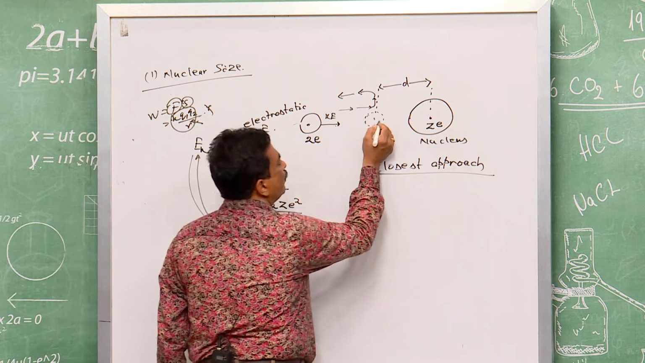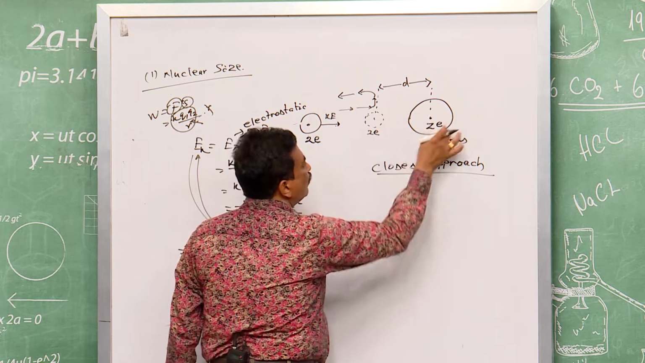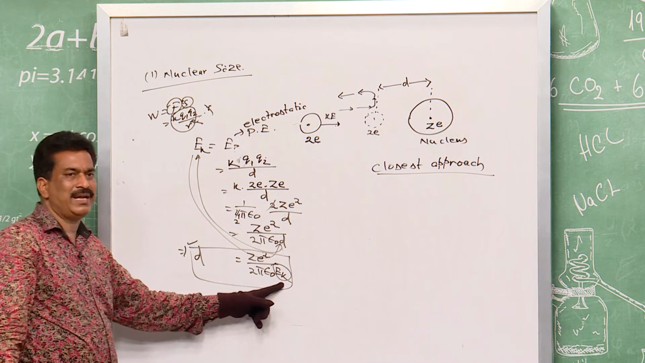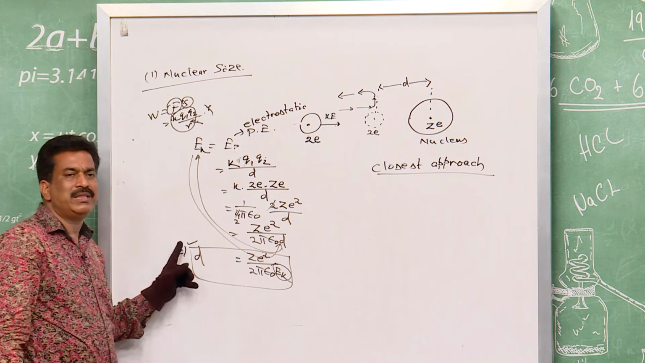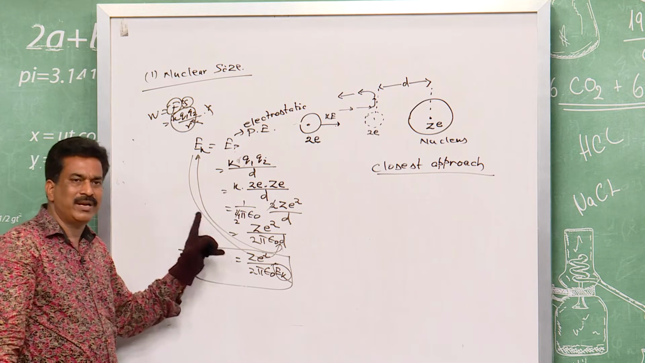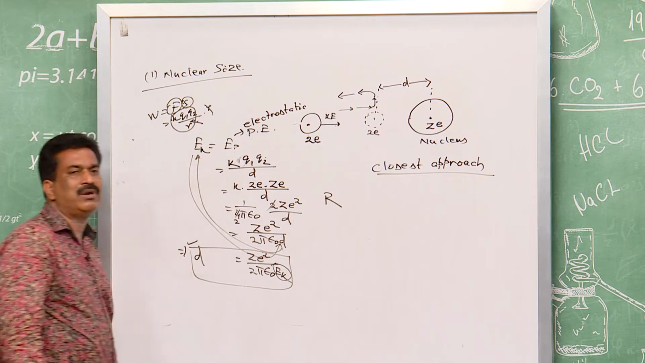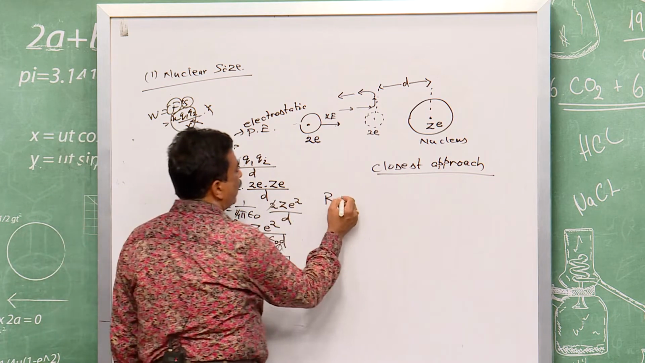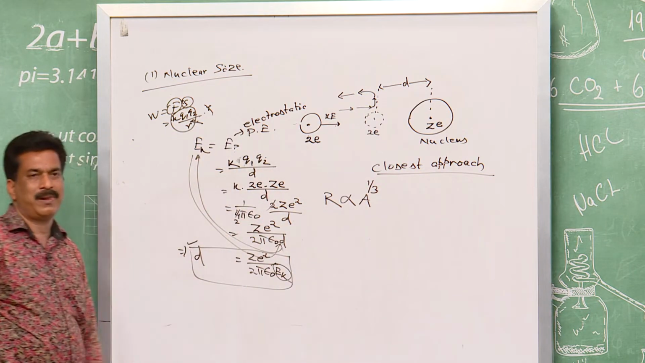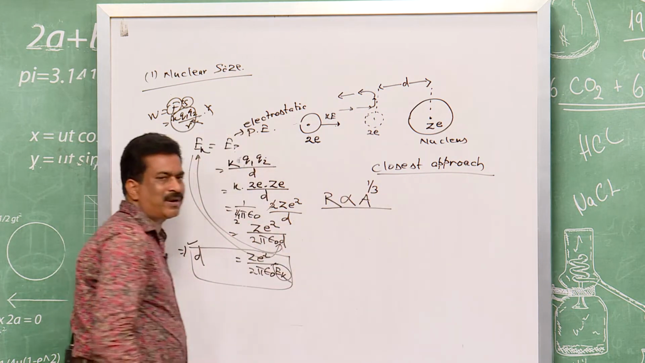If the distance D decreases, it means the nuclear size is different. So the nuclear size and the energy are related. For different atomic nuclei, it is observed that if R is the nuclear radius, then R is proportional to A to the power of 1 by 3. So the question comes, how is R proportional to A to the power of 1 by 3?